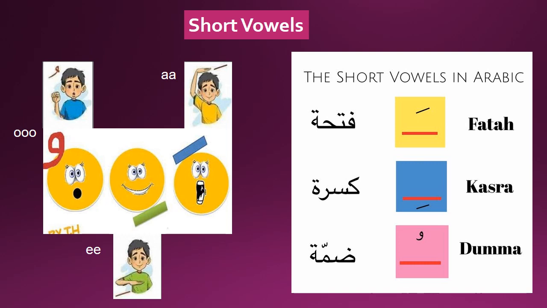Short vowels. Harkat represent short vowel sound in the Arabic language. We start with the short vowels, and they are fatha, moves the sound up, a. Kasra, moves the sound down, e. Dhamma, moves the sound round, oo.